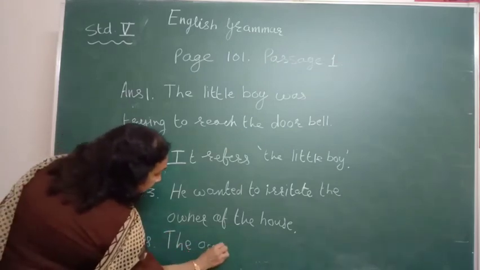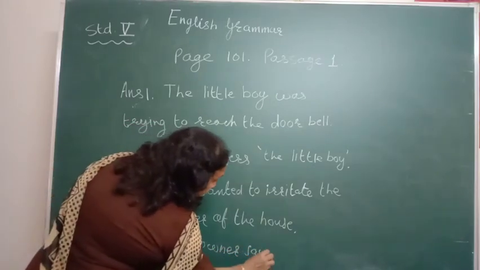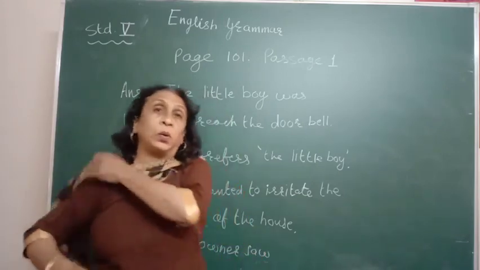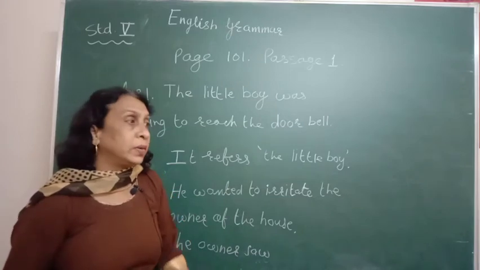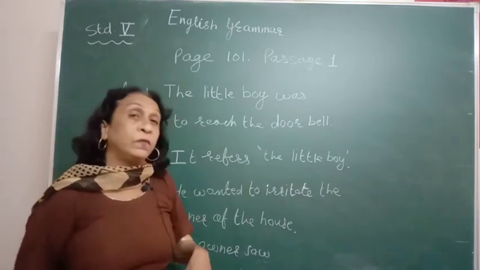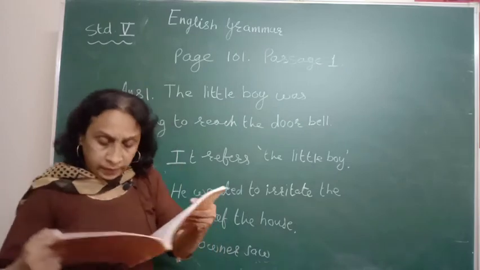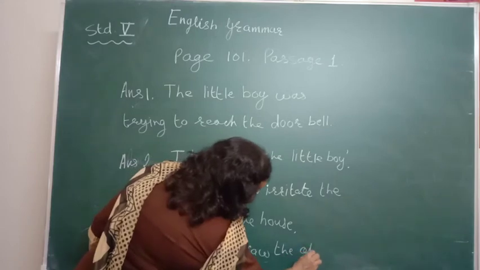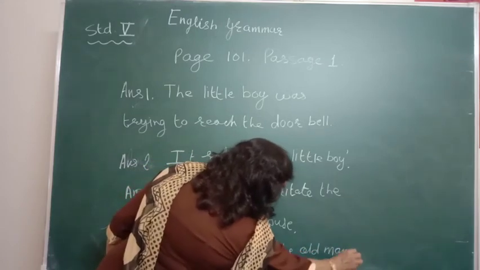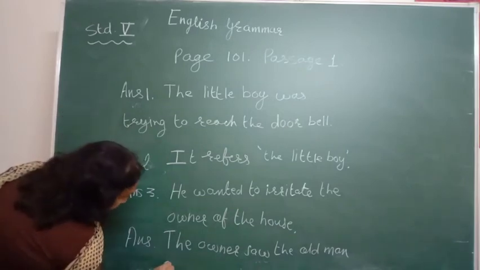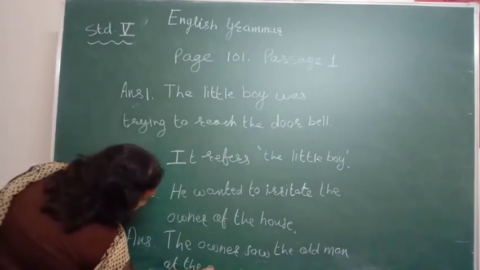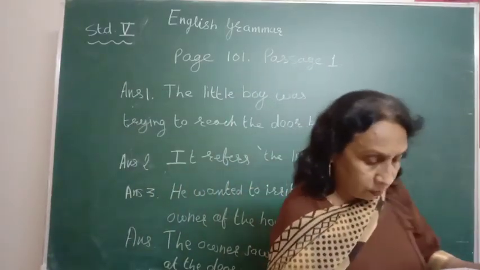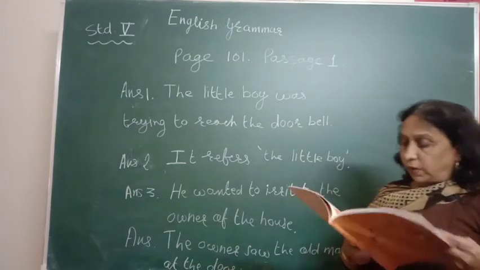The owner saw. When you write the answer, students, you have to write it in a full sentence. Only when it is mentioned, sometimes, write the answer in 1 or 2 words. That time only you write in 1 or 2 words. Otherwise, you have to write the answers in full sentences. He saw the old man at the door. Understood?